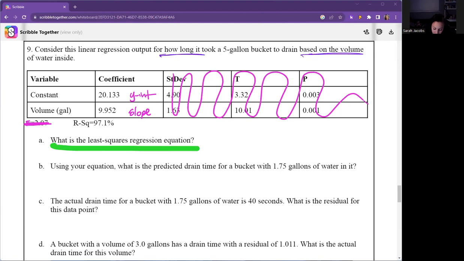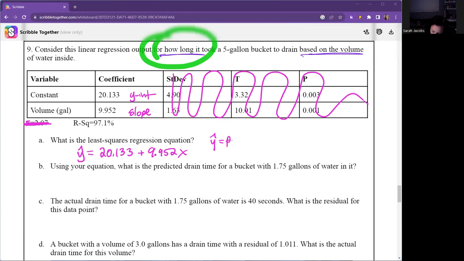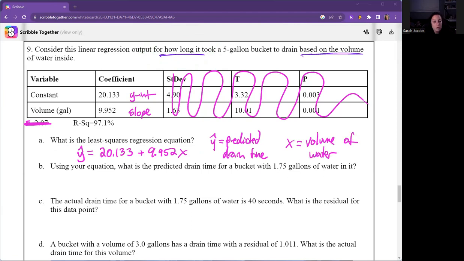So when they say, what is the least squares regression equation? We say y hat is equal to our y-intercept plus 9.952 x. If you're going to use variables, define your variables. So y hat equals how long it took, predicted drain time, and x equals volume of water. You could also just put the words in parentheses.